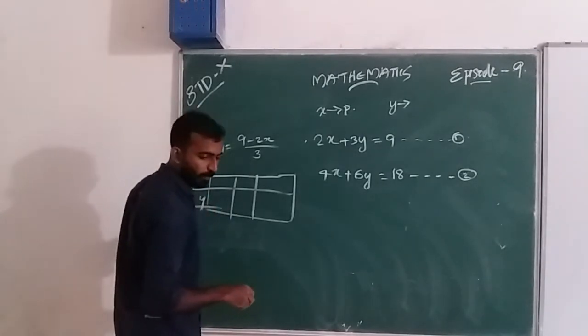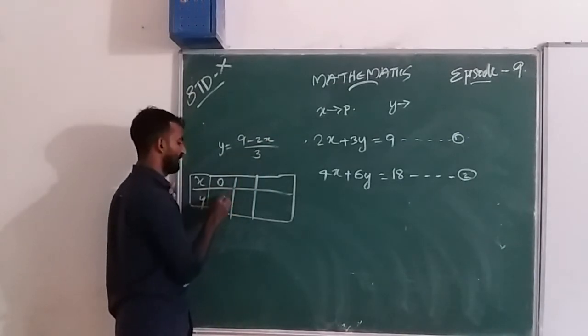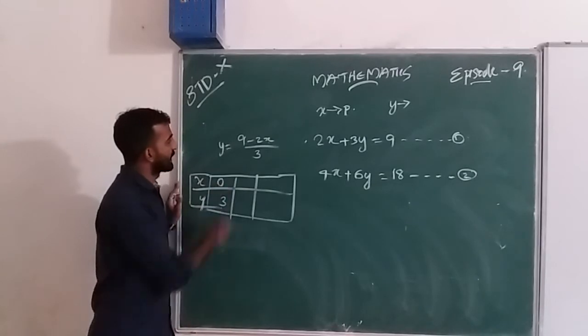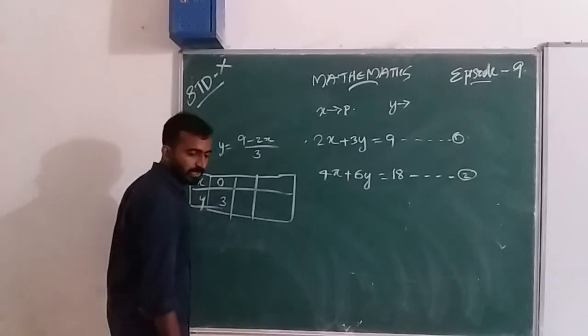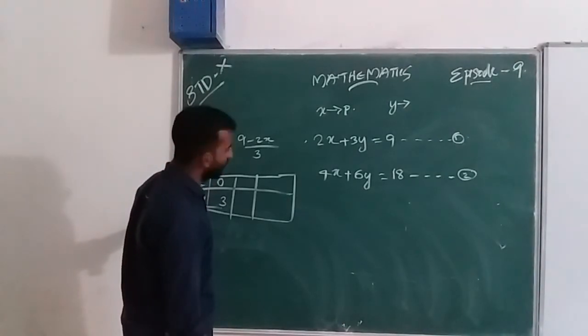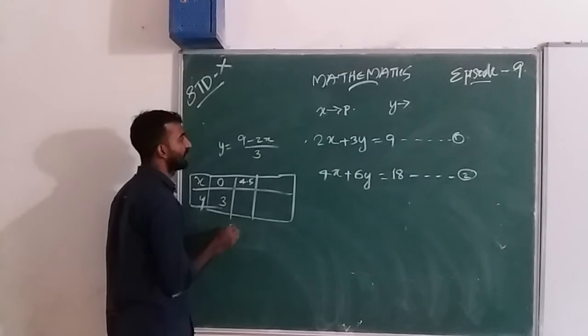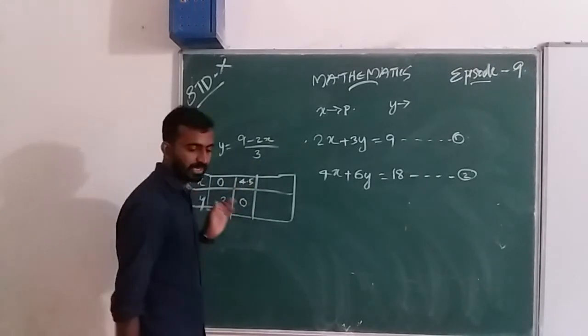And this we put 0. When we put 0 for x, we get 3. And what is next? When we give x as 4.5, what do we get? That is 0. That is the answer, 0.